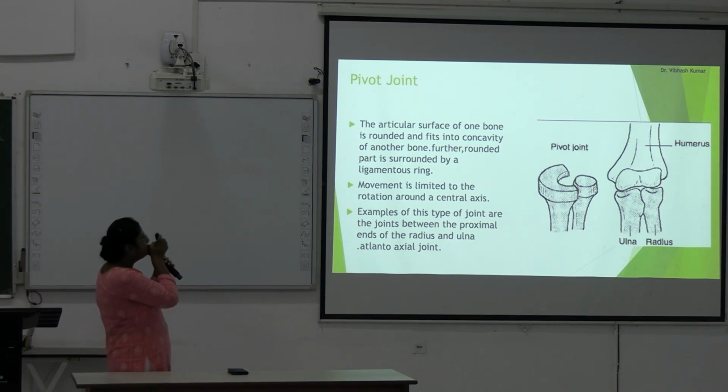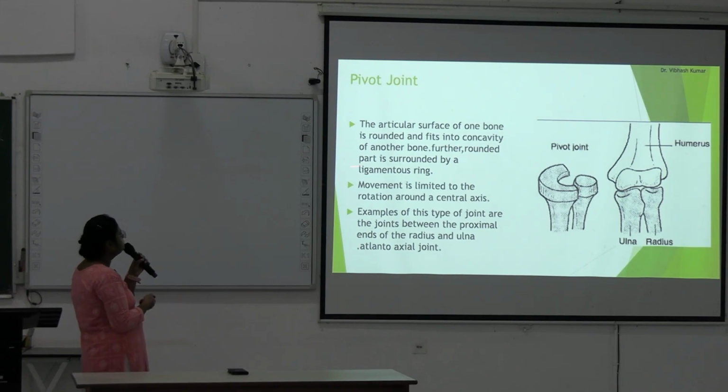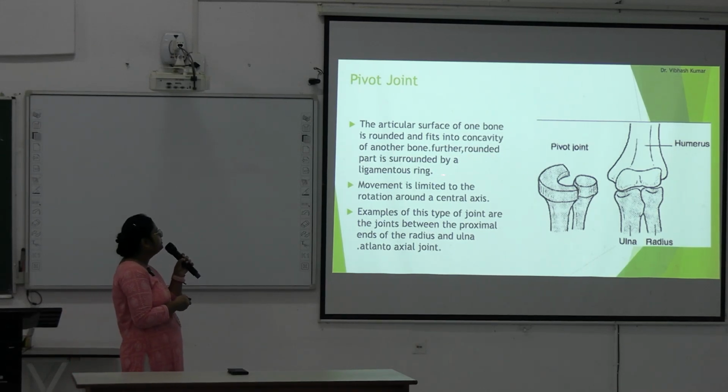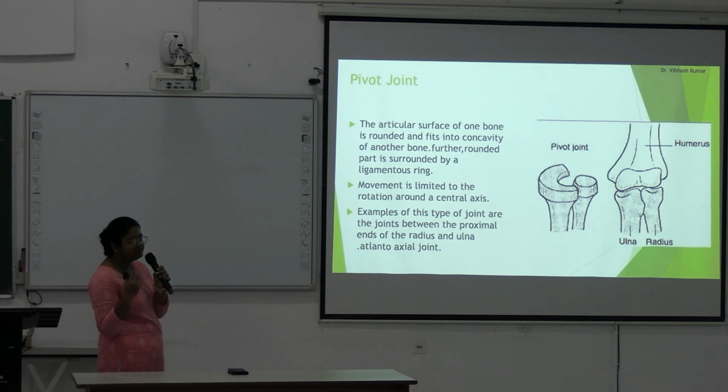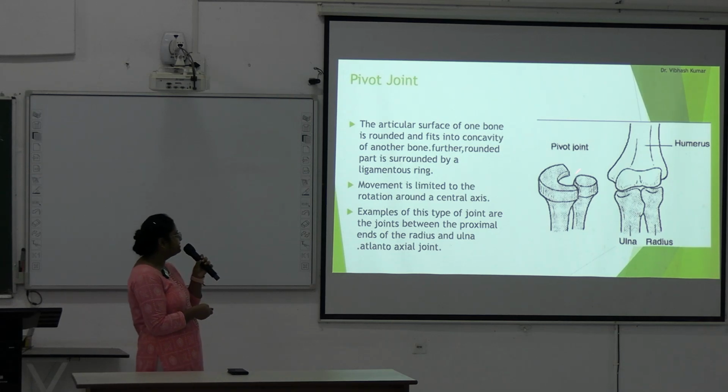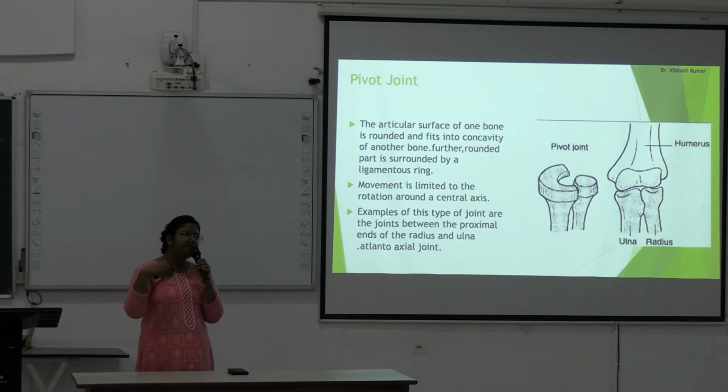So the articular surface of one bone is rounded and fits into the concavity of another bone, and the rounded part is surrounded by a ligamentous ring. At the two ends of this concavity, a ligament is attached, known as the annular ligament, which keeps the head of the radius in position. In children, there is a high risk of pulled elbow. Pulled elbow means the head of the radius coming out from the ring formed by the annular ligament and this socket.